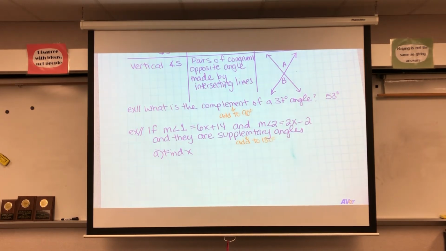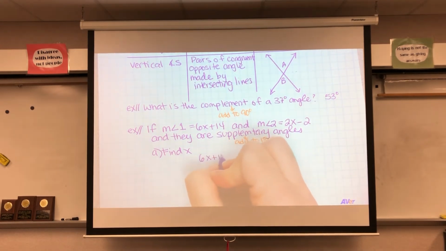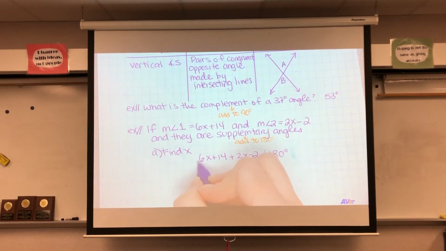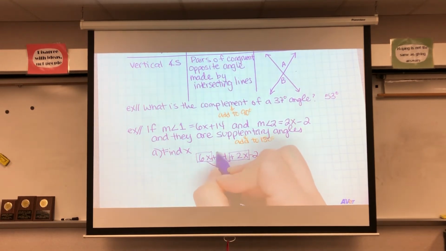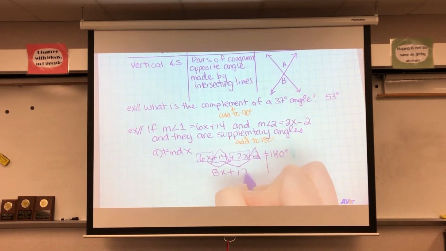So that means that if I add these expressions, in other words, if I add 6x plus 14, and I add the other expression, plus 2x take away 2, they have to all add up to 180. Well, what do I do now? Look, these are all on the same side, so I just collect like terms. So I know that 6x and plus 2x, that would be a total of 8x's. Positive 14 minus 2 is plus 12.